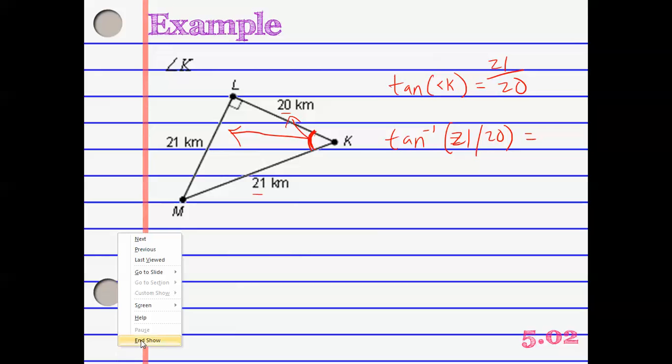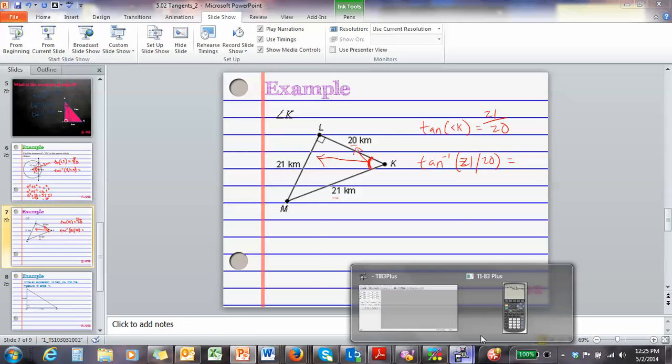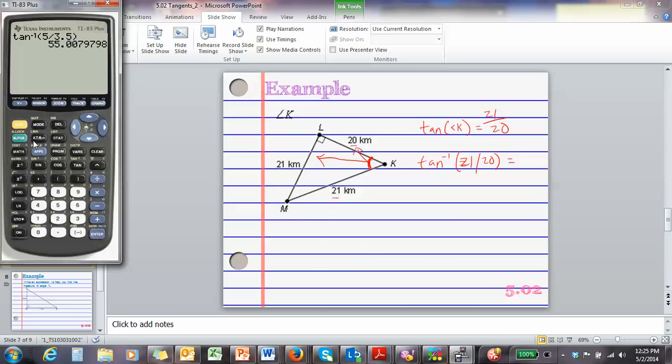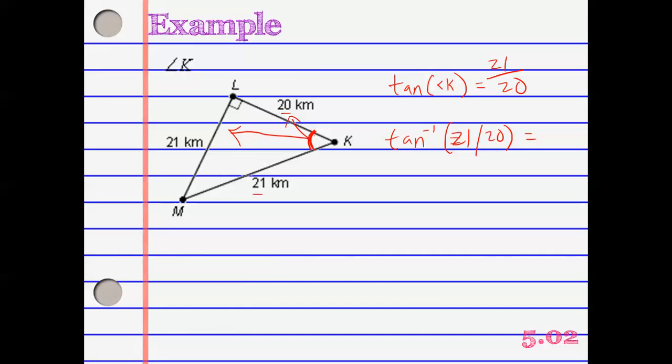All right, so we'll go put that into our calculator, and that's going to give us an angle of 46.4. So we can say angle K is 46.4.